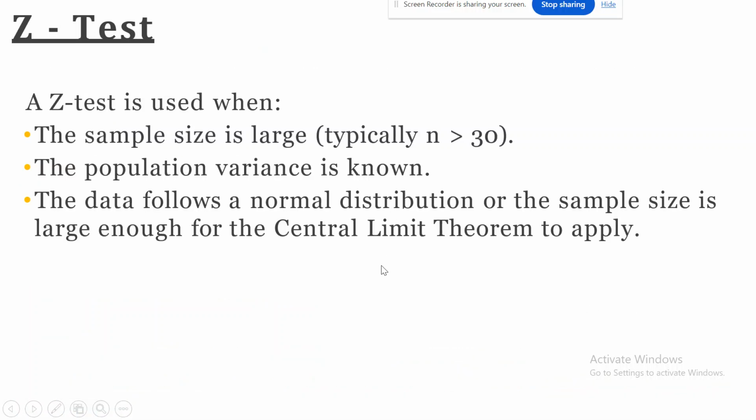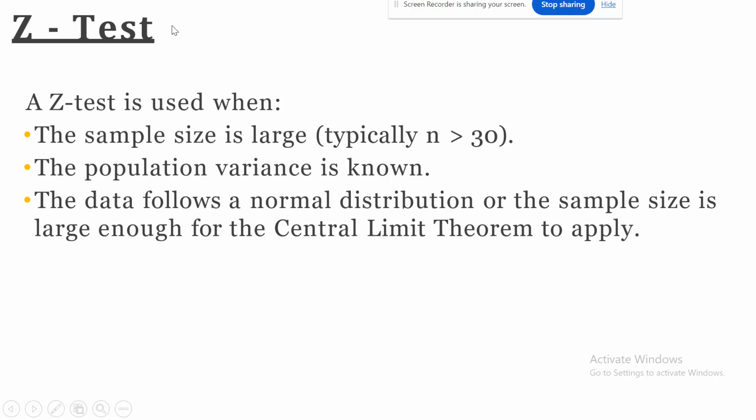Okay. Now, when to use a t-test and when to use a z-test. There were drawbacks of the t-test. A t-test can't be used for large samples. Whenever we have a sample size greater than 30, we try to go for the z-test. We can't go for the t-test.